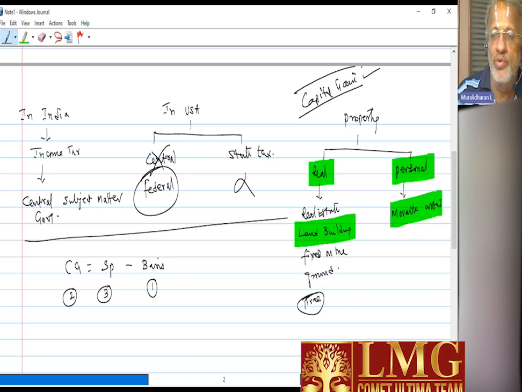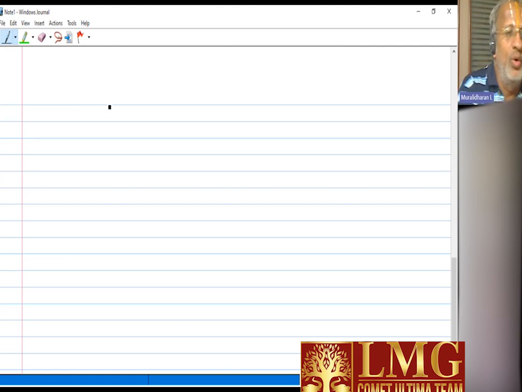Real property would mean land and building, and personal would mean movable items. So movable items would mean computer, car, mobile. Such items will be taken up as personal. This is to be understood. Okay. So cost is equal to basis.